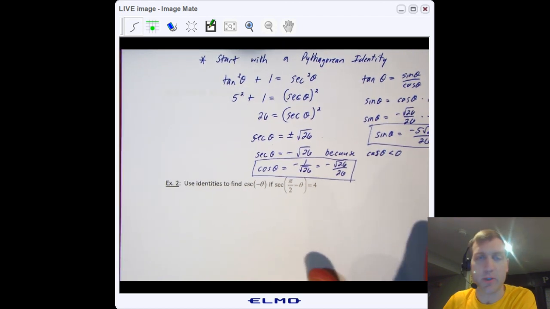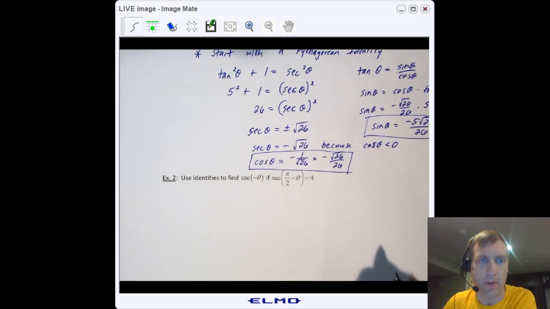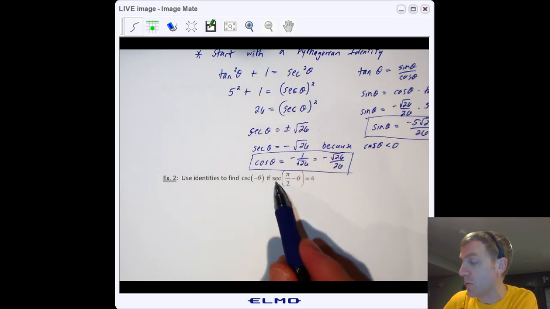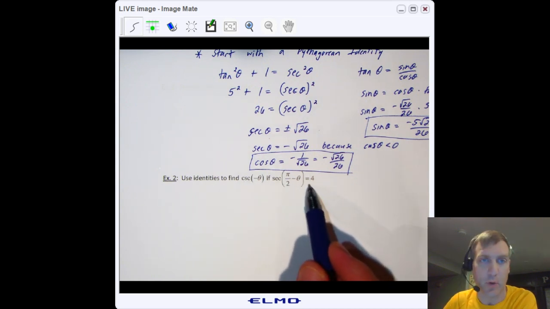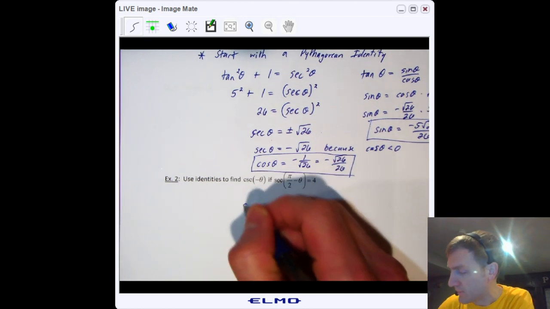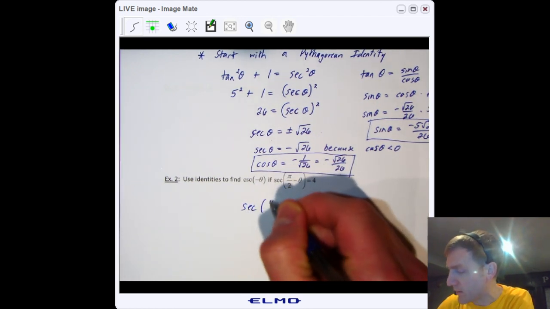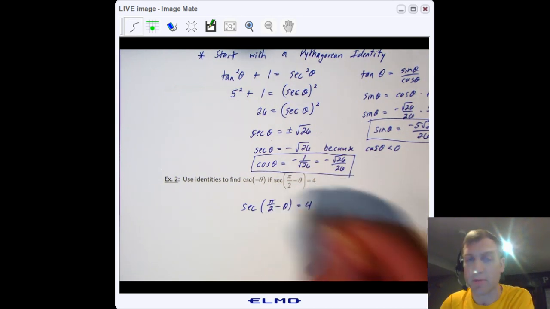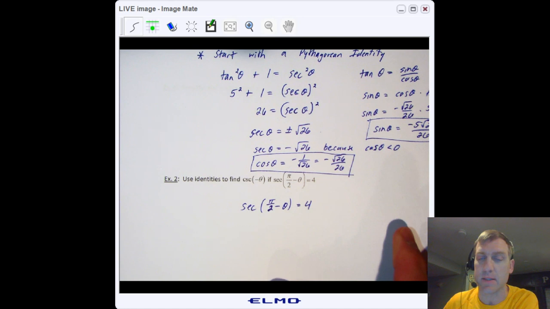Example 2. This one will be much shorter than the previous one. Use identities to find cosecant negative theta if you know that secant pi over 2 minus theta is 4. So I know this, I want to find this. Well, let's start with what we know. You can only start with what you know. Obviously, don't know anything else yet. So start with that. Secant pi over 2 minus theta is 4.